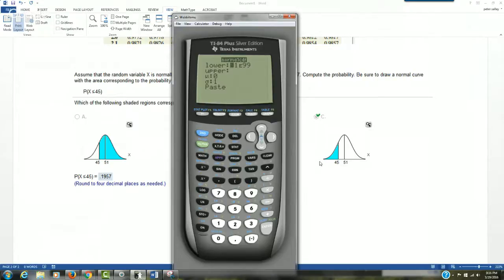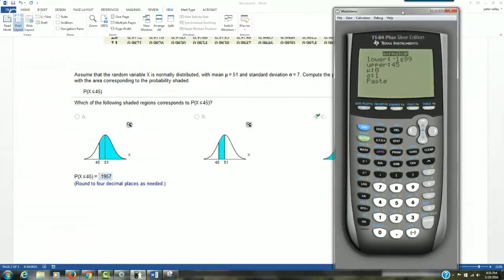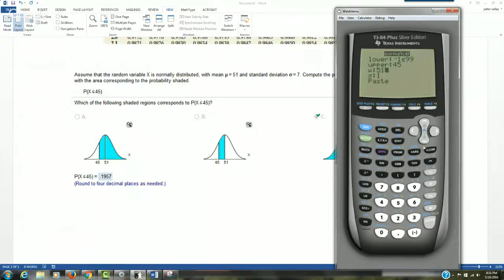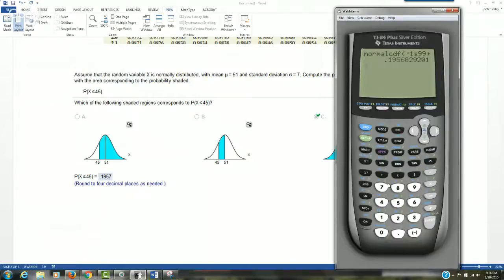So I need a lower bound, and typically the lower bound is negative infinity on that side. Our calculator sees that as -1E99. And then the upper bound is going to be 45. And I'm going to change the mean and standard deviation to this problem. So a mean of 51 and a standard deviation of 7. And then there we go.